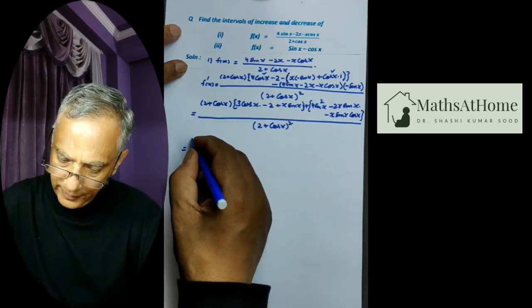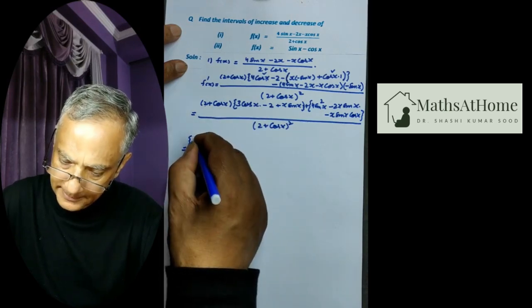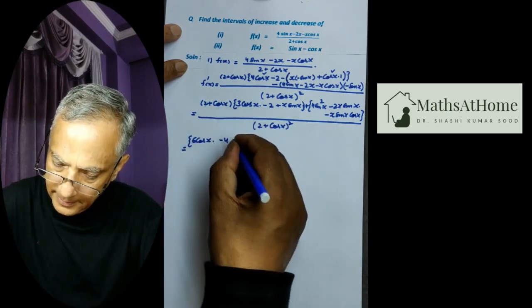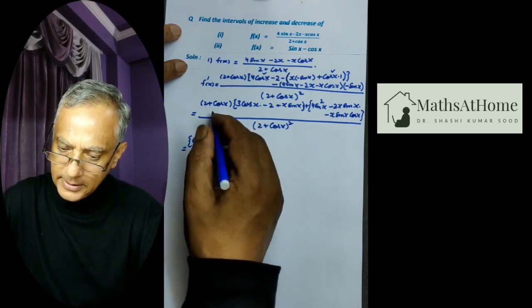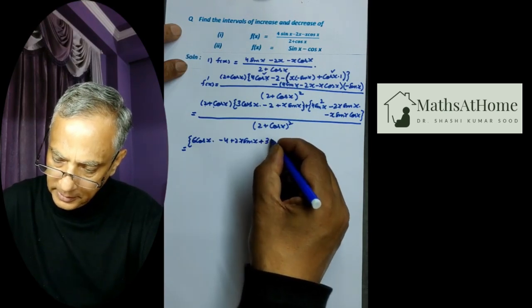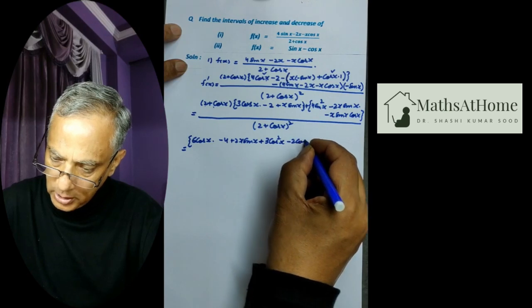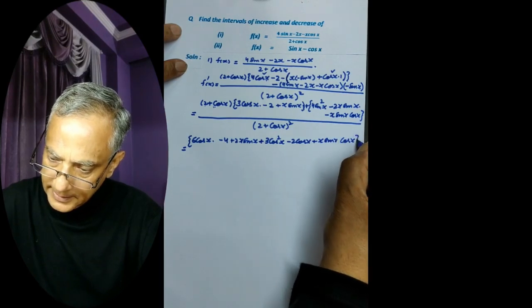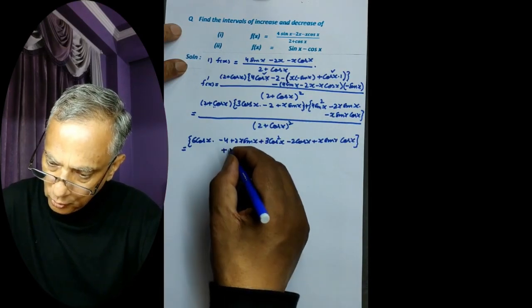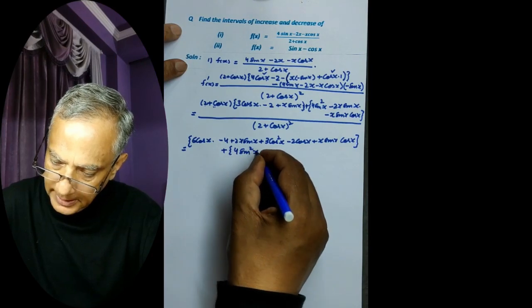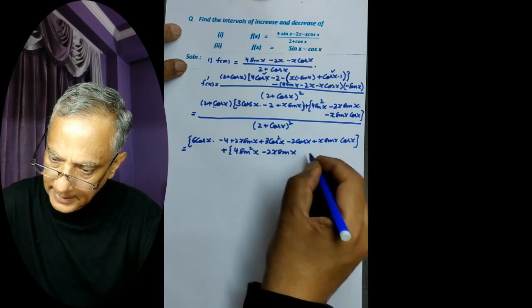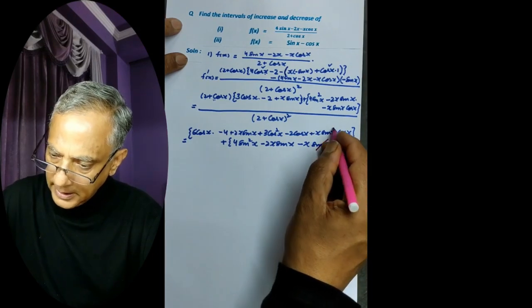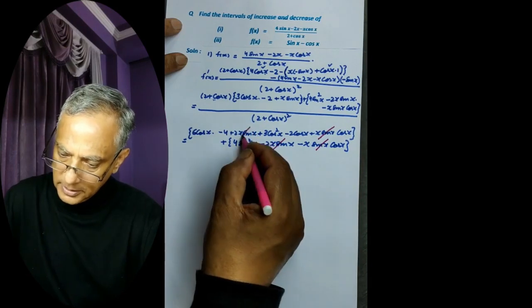now further simplify this, we will have, open this bracket, we will have 6 cos x minus 4 plus 2x sine x. Now multiply by cos x, so we have plus 3 cos square x minus 2 cos x plus x sine x into cos x. Now this term plus 4 sine square x minus 2x sine x minus x sine x cos x. Now this term cancels with this, and this term cancels with this.